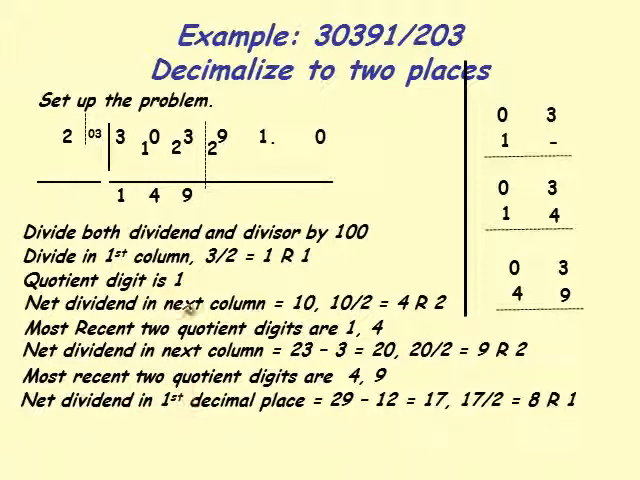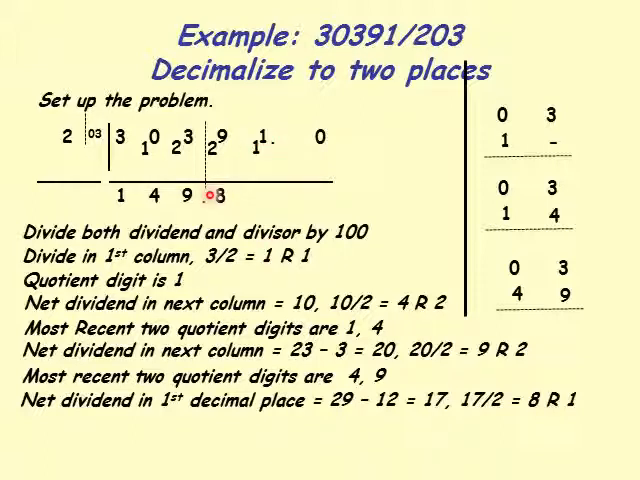Because we are decimalizing, we continue to divide after we reach the dividing line here, and the decimal point goes right here, after the 149. So 29 minus 12 is 17, and we now divide 17 by this dividing digit. 17 divided by 2 is 8, remainder 1. So 8 and the remainder 1.